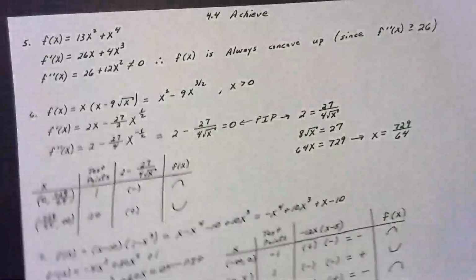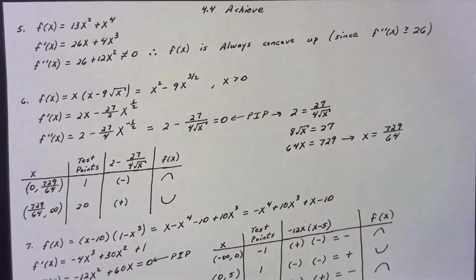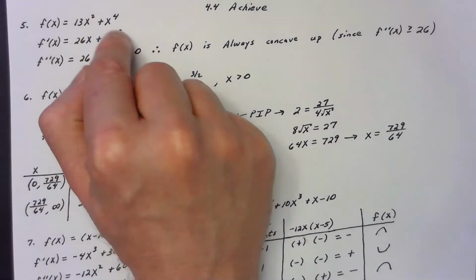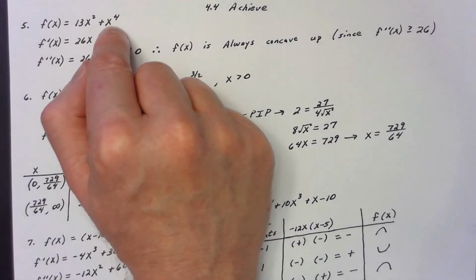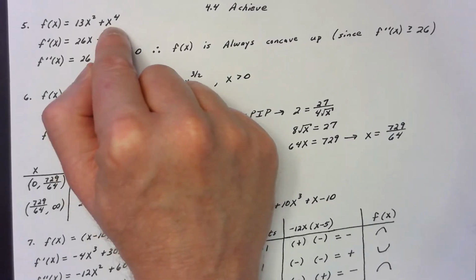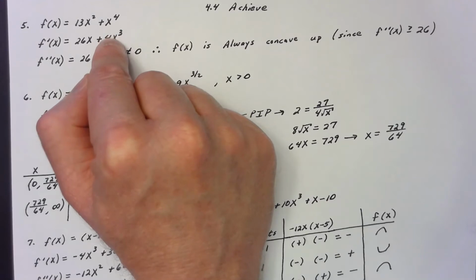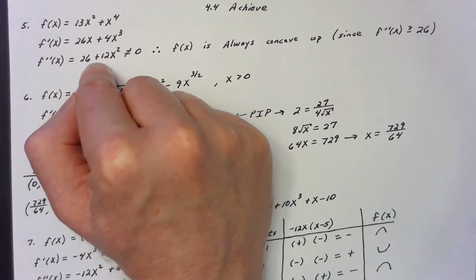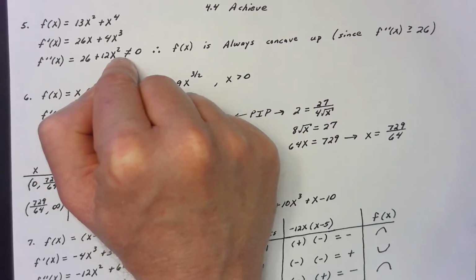Okay, up next, when I look at number 5, we've gone from number 3 had a cubic, number 4 had a 5th degree, number 5 has a 4th degree. So it's still just asking about the intervals of concavity. So I'm going into this function 13x squared plus x to the 4th. I take the first derivative, 26x plus 4x cubed. Second derivative, I'll get 26 plus 12x squared.